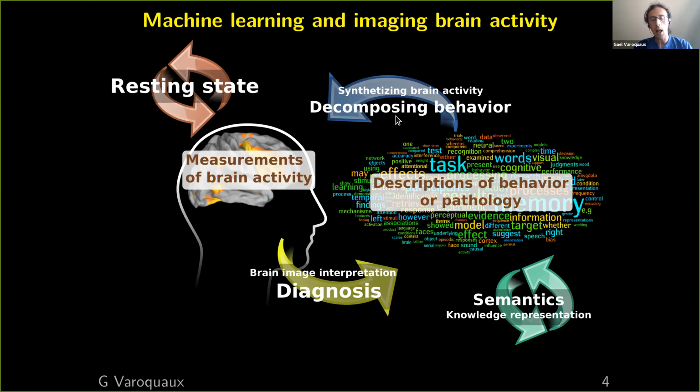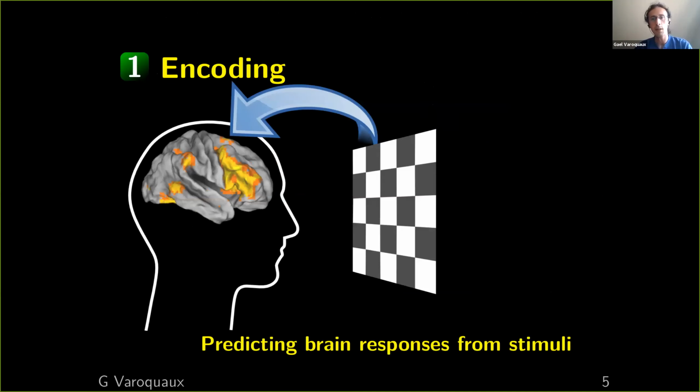I'll be first talking about encoding. So encoding is really this arrow which goes from behavior to brain activity. And then I'll be talking about decoding, which is the opposite arrow to go from brain activity to behavior. Let me first start with encoding, so predicting brain responses from stimuli.